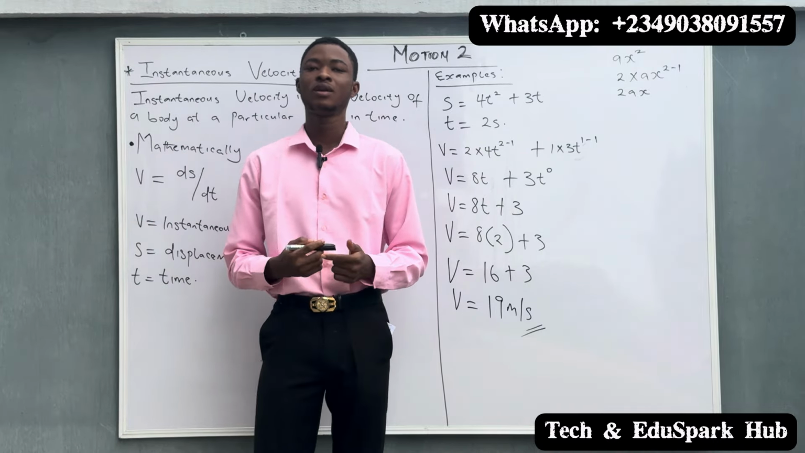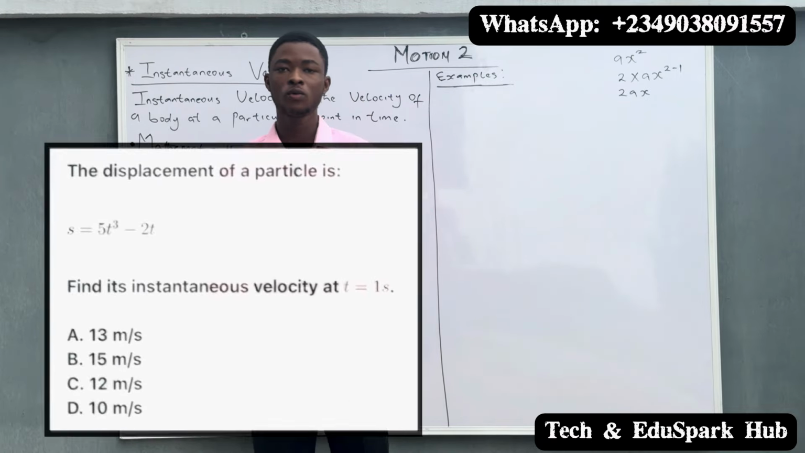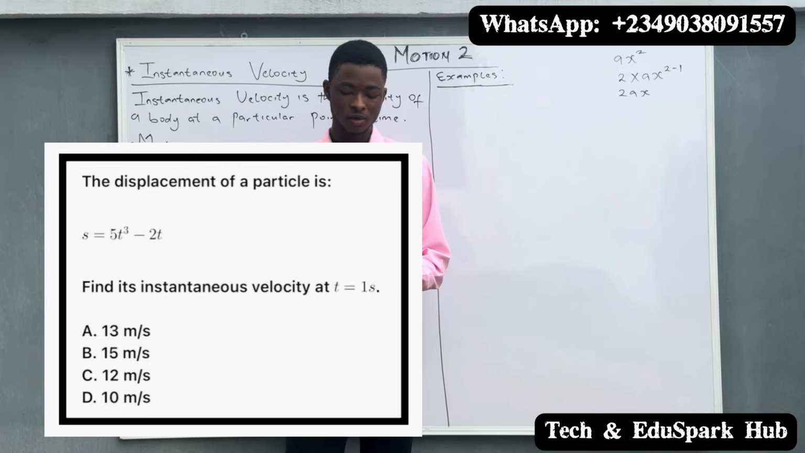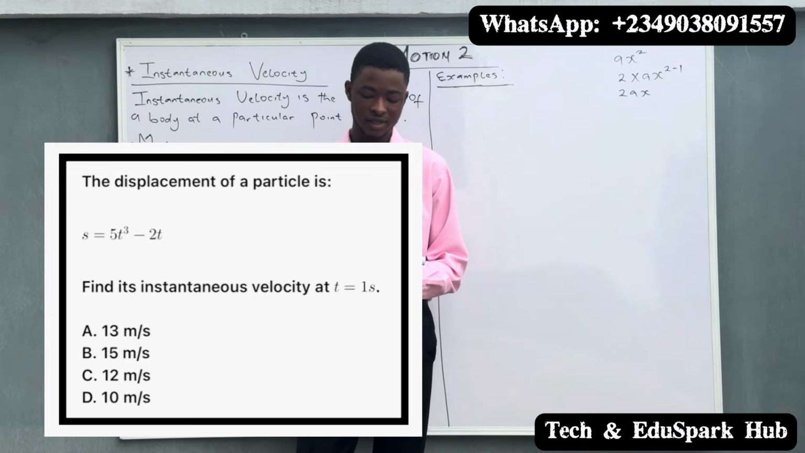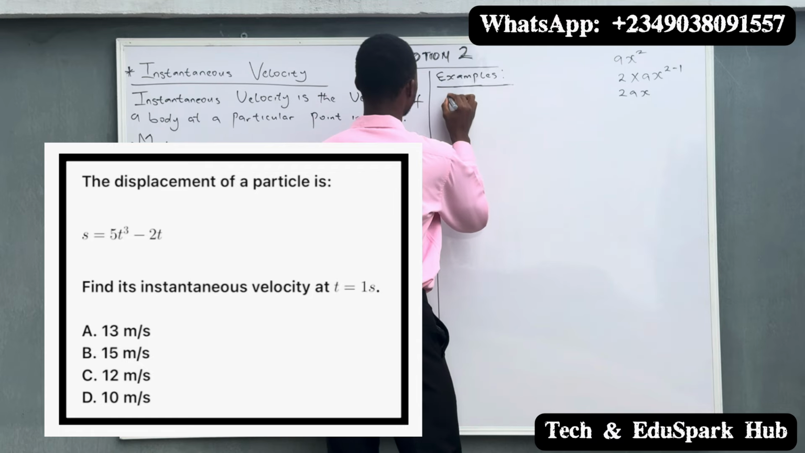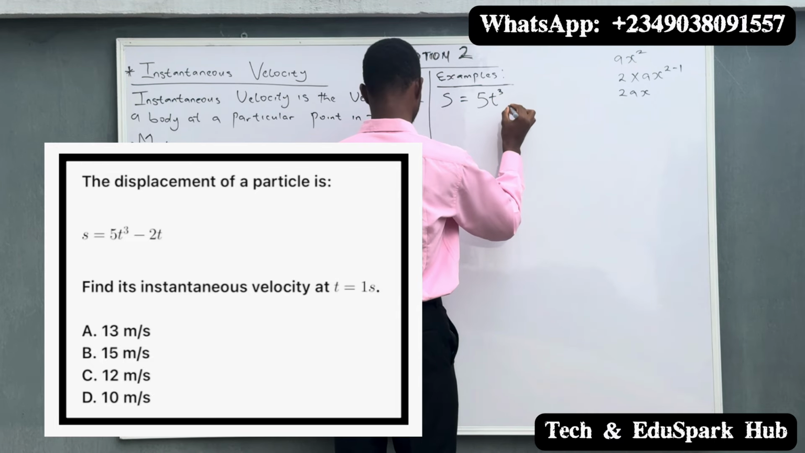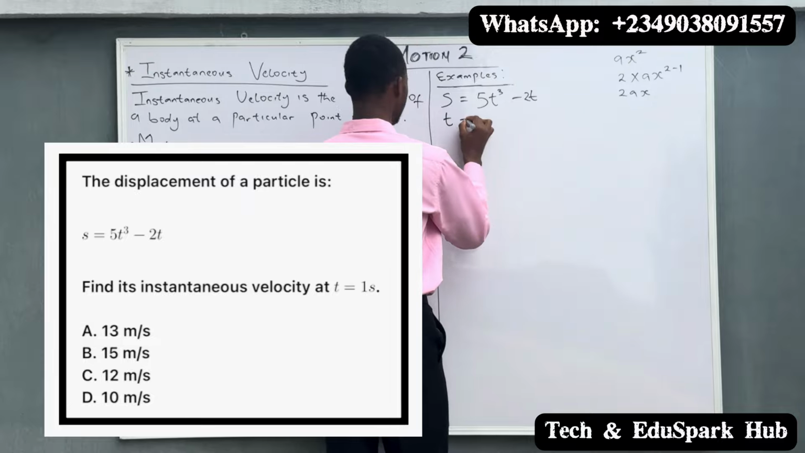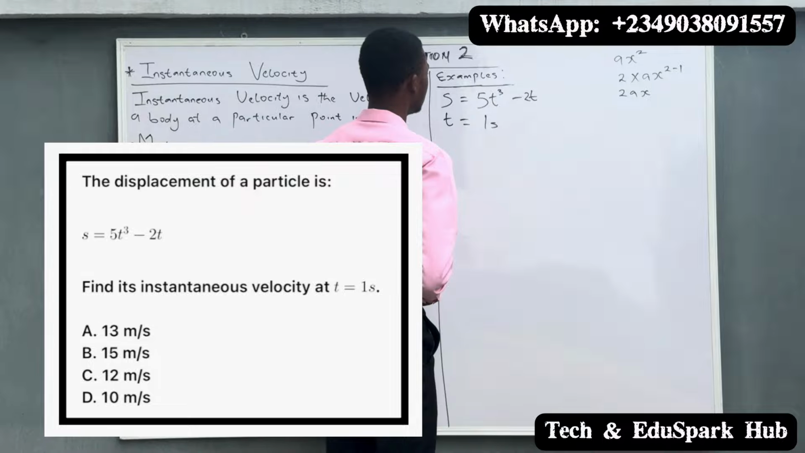So let's look at another example still on the instantaneous velocity. The second example, as displayed on the screen, says that the displacement of a particle is s equal to 5t cubed minus 2t. Find the instantaneous velocity at t equals 1 second. So we are given our displacement s equal to 5t raised to power 3 minus 2t, and our time is equal to 1 second. So we have to find the instantaneous velocity.